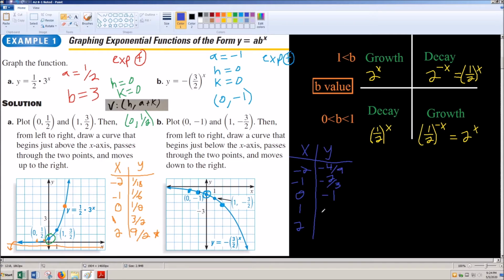For my 1 value, 3 halves to the first is just 3 halves. So this is going to be negative 3 halves. And I'm going to have that value squared. So this is now going to be negative 9/4.